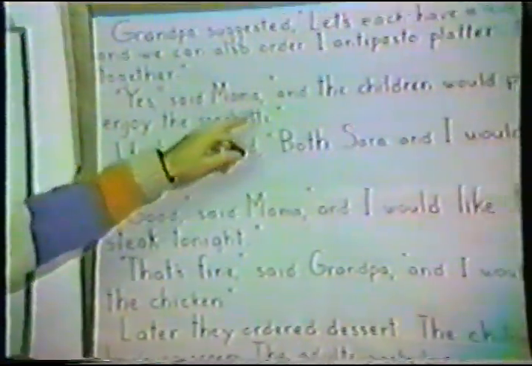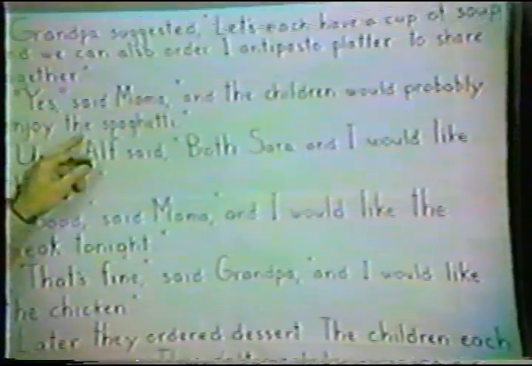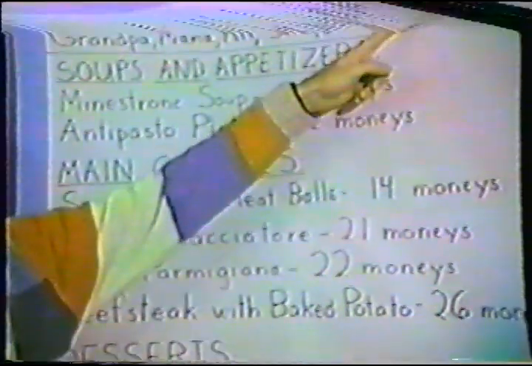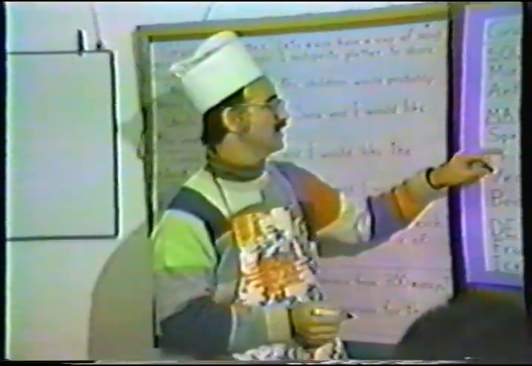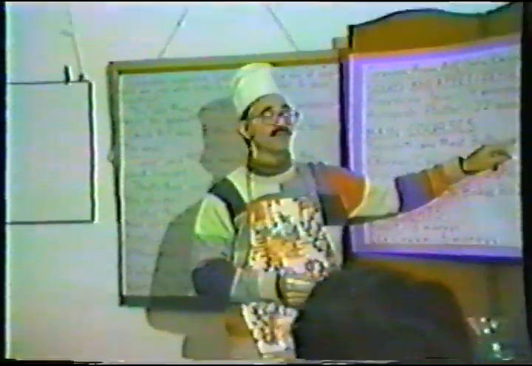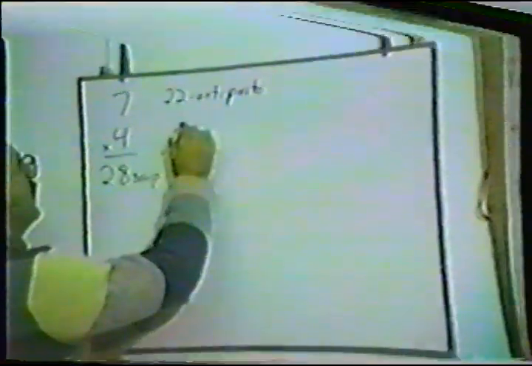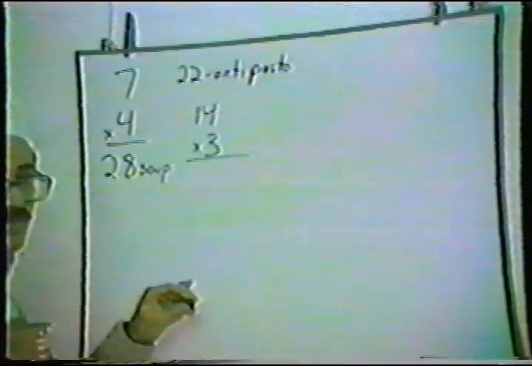Yes, said Mama, and the children would probably enjoy the spaghetti. Well, we have Davidito, Tetsy, and Davida. 3 children, 3 orders of spaghetti and meatballs for 14 monies. 14, 3 people. What do I do with those two numbers?